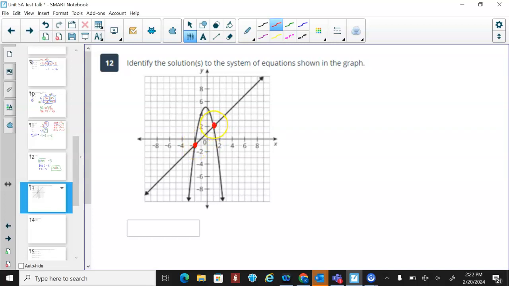Again, this is not where the x-axis is. This is where two functions cross each other. So in this point, this is (-2, -1). And in this point, you got (1, 2), okay? A point comes in parentheses.